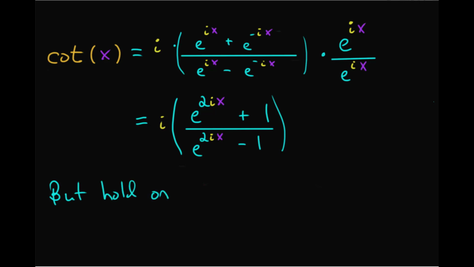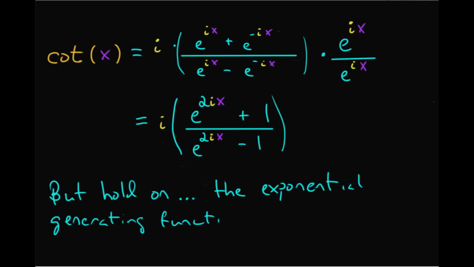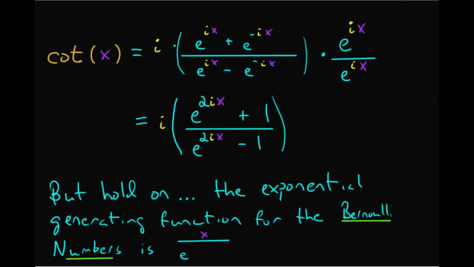Well, when Leonhard Euler was messing around with this stuff, a light bulb went off in his head. And maybe for some of you a light bulb is going off as well. Because you'll remember that the exponential generating function for the Bernoulli numbers is the function f of x equals x over e to the x minus 1. And here we have a representation of the cotangent function, where the denominator of that function is e to the 2ix minus 1. Well, that's not exactly the same expression, but it's pretty close.